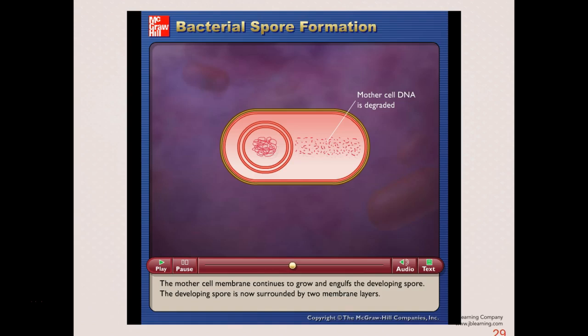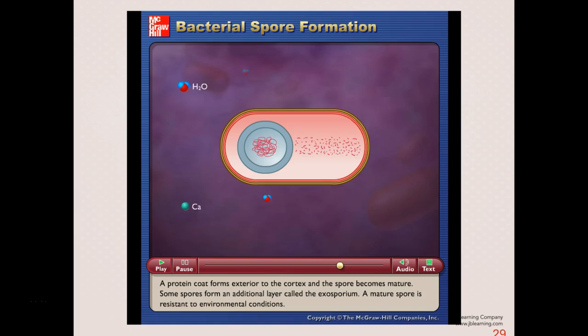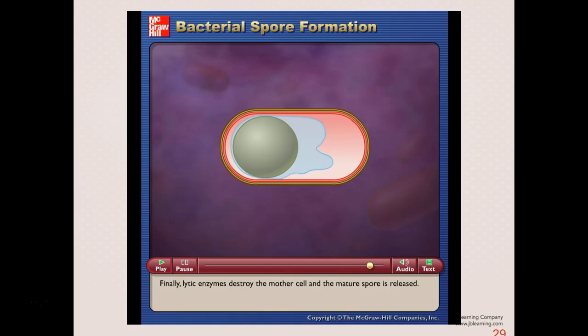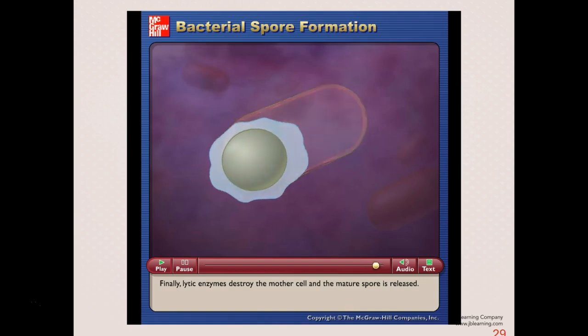The developing spore is now surrounded by two membrane layers. Next, peptidoglycan is laid down between the two membranes of the developing spore to form the cortex. Dipicolinic acid is formed inside the developing spore, and calcium enters from the outside. As calcium enters the spore, water is removed. A protein coat forms exterior to the cortex, and the spore becomes mature. Some spores form an additional layer called the exosporium. A mature spore is resistant to environmental conditions. Finally, lytic enzymes destroy the mother cell and the mature spore is released.